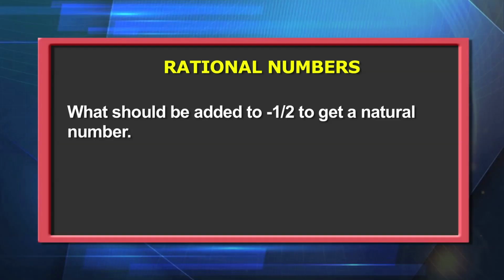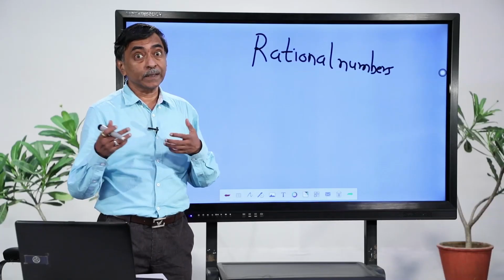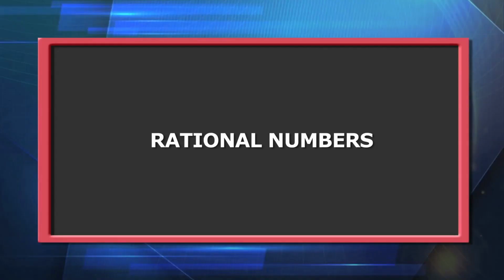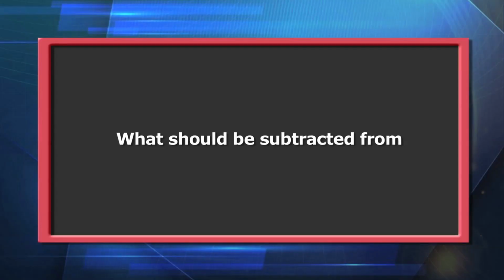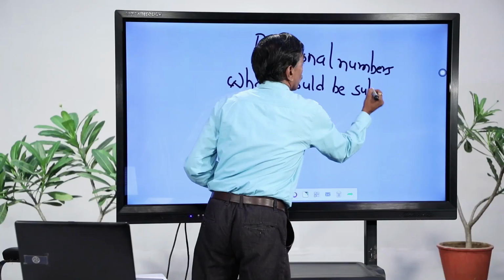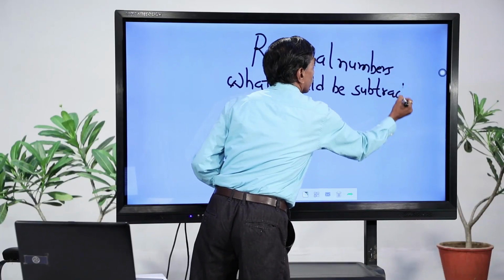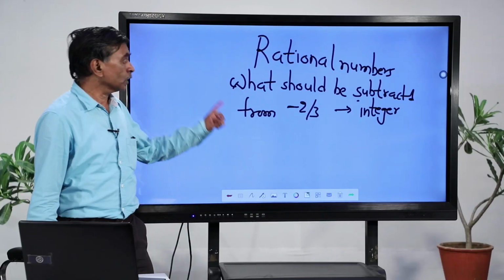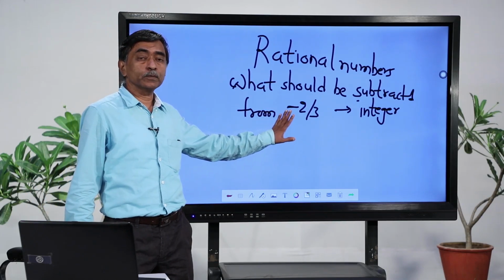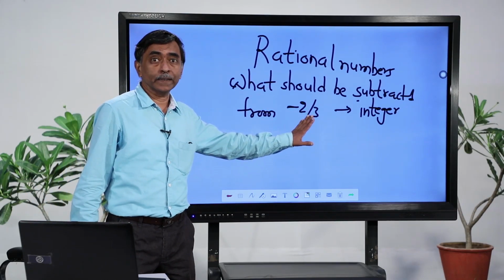I discussed some of the questions rather, and one of them was what should be added to -1/2 to get a natural number, the nearest natural number to -1/2. I continue this and I ask you, what should be subtracted from -2/3 to obtain the nearest integer? So, we were trying to locate the integer that is nearest to -2/3.